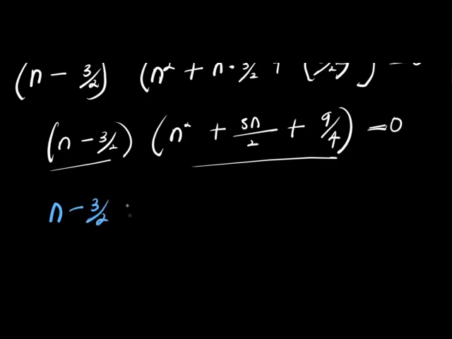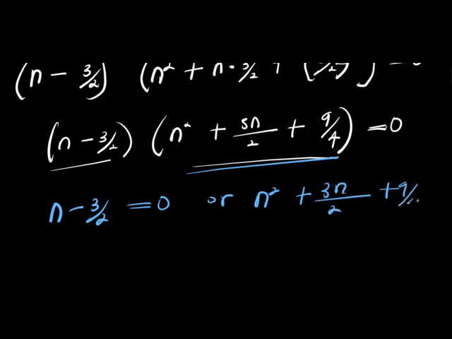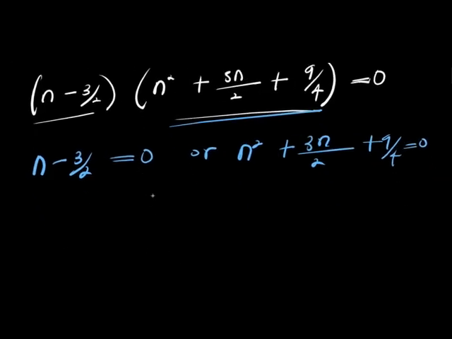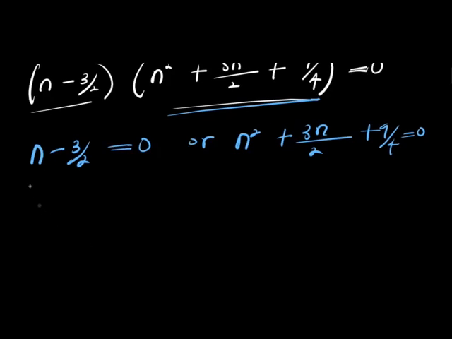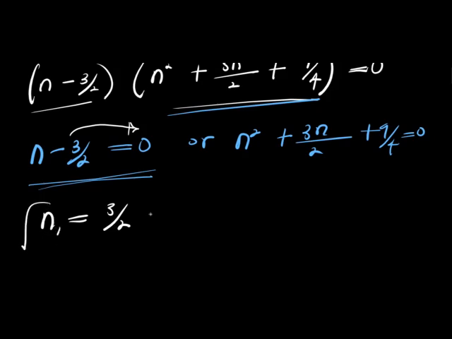n minus 3 over 2 equals 0, or we have n squared plus 3n divided by 2 plus 9 divided by 4 equals 0. We can solve these individual equations to find the values of n. For the first one here, we can solve for n by simply moving this negative 3 over 2 over here, and we have n equals positive 3 over 2. So this can be our n1. That is the first solution.